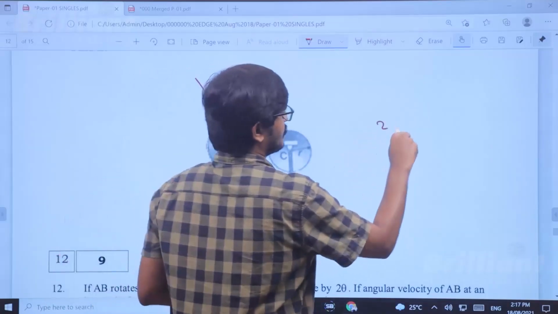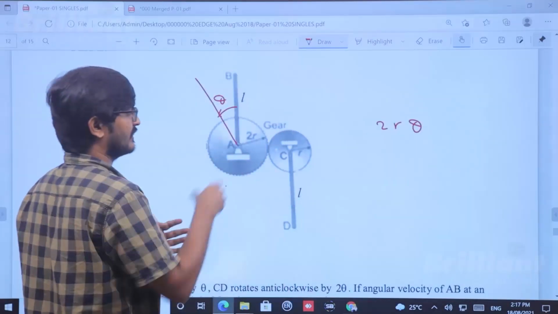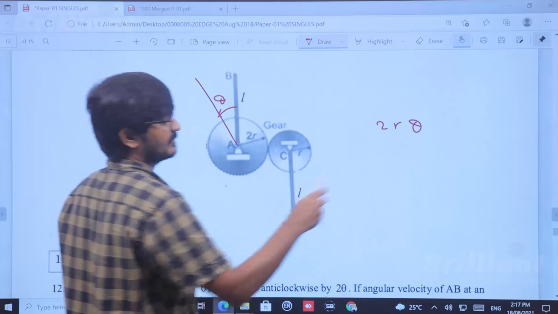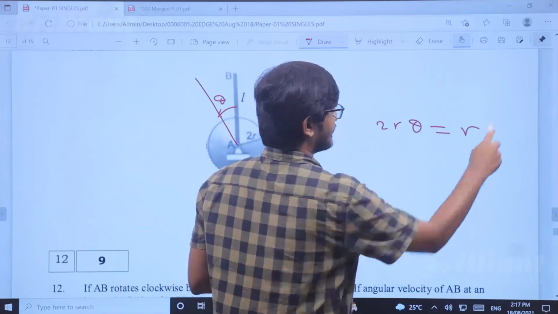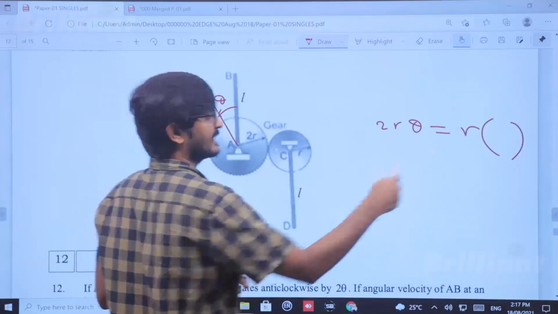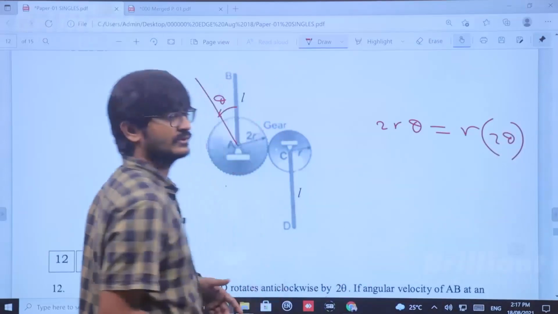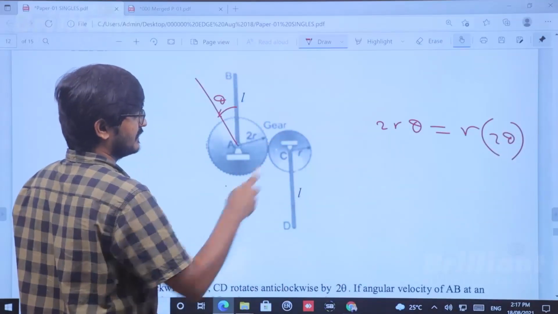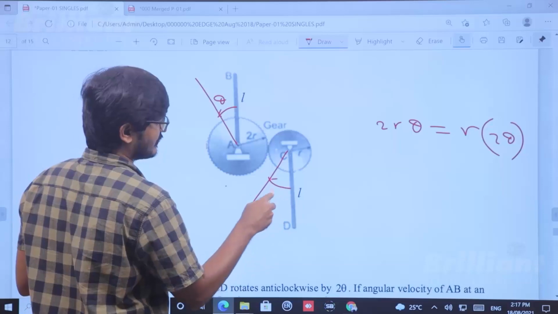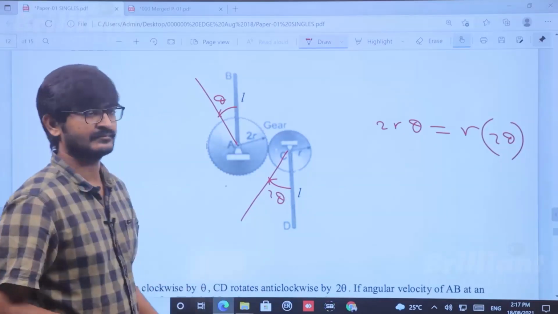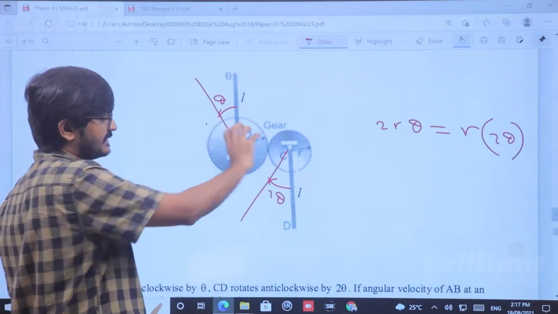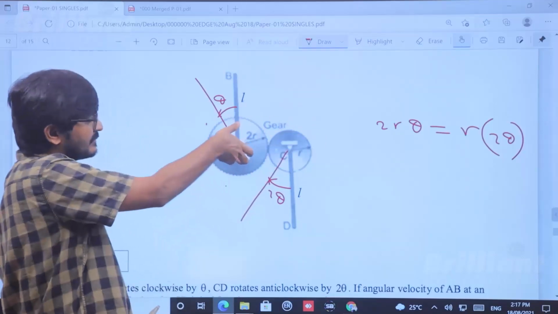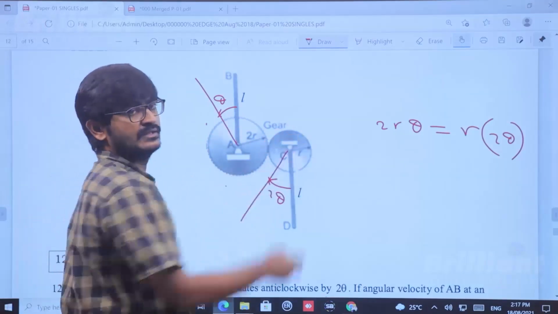How? So 2r into theta is the distance traveled by that point on the bigger gear. Now that must be the same as the distance traveled by the second gear, right? So how much angle does it have to rotate? It has to rotate angle 2 theta. So this rod will be coming into this position where this angle is how much? 2 theta. Right. So when you are rotating in this direction, this will rotate in this direction. When you rotate by angle theta, this will be rotating by angle 2 theta.